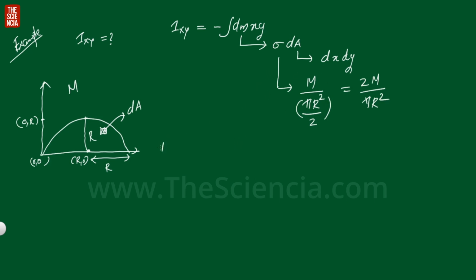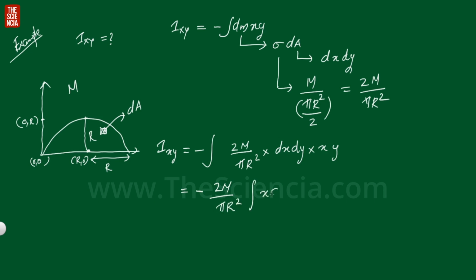Now we have to substitute in the equation, that is Ixy is equal to minus integral dm, which is sigma dA, where sigma is 2M by pi r square, into dA, which is dx dy, into xy, right? Now we have to integrate this function. I am taking the constant terms outside, that is minus 2M by pi r square, integral x dx integral y dy.